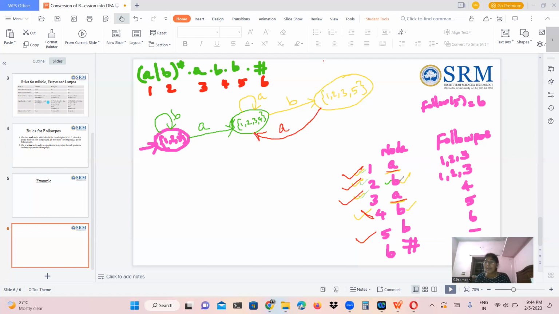And for the B symbol, this is a B symbol. Another one, this is also a B symbol. So here I have 1, 2, 3. Here I have 6, right? So 1, 2, 3 along with 6. So I'm going to give from here to here another state. So 1, 2, 3, 6.